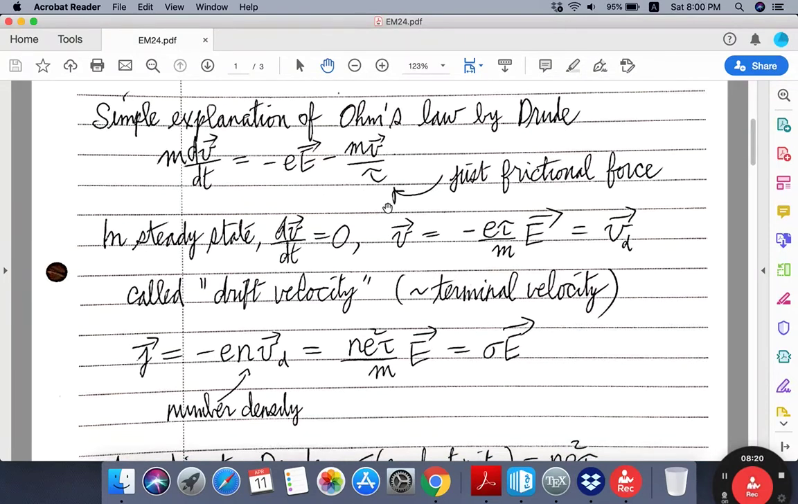This is nothing but the idea of adding a frictional force to the Newtonian equation of motion. So you have m times the acceleration, where m is the mass of the charge carrier, which we now know to be the electron. And that's equal to the force according to Newton's second law. And for electrons, that force is coming from the electric field. So it's just the charge of the electron multiplied by the electric field.